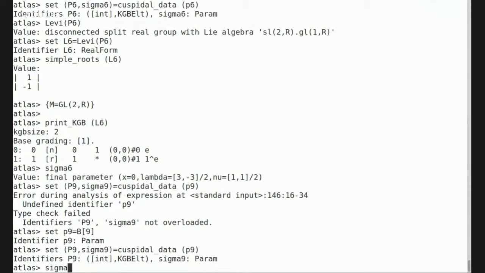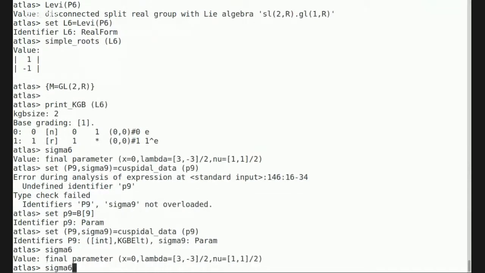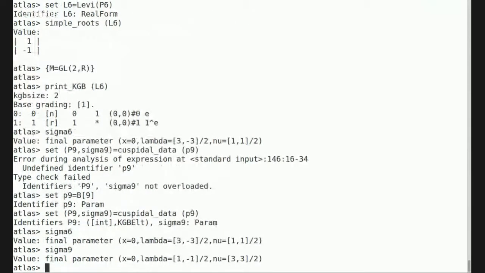And now let's look at sigma 9. Well, let's look at sigma 6 again and sigma 9. Let's see, how do these differ? Well, they have different nus and different lambdas for that matter, and the same x. Well, they have to have the same x because this is GL2 and there is only one x.